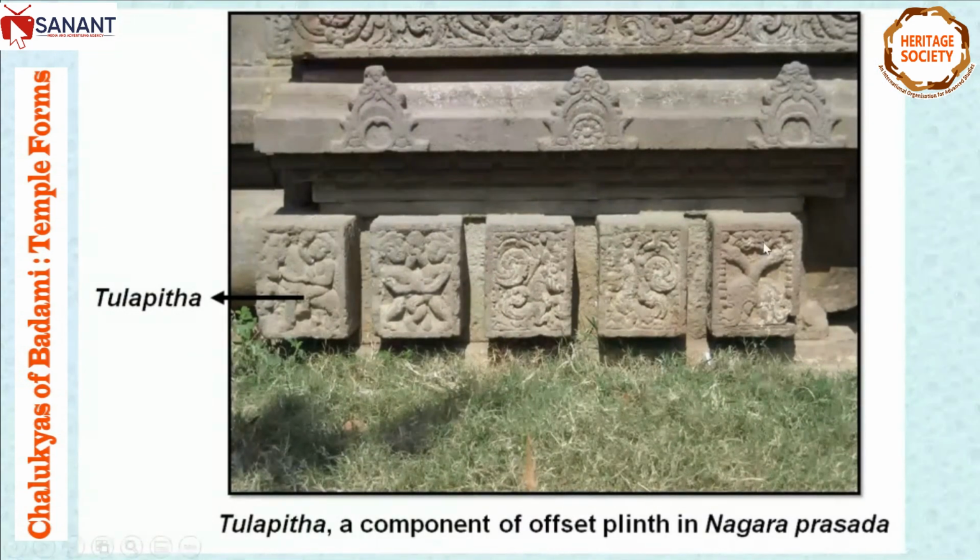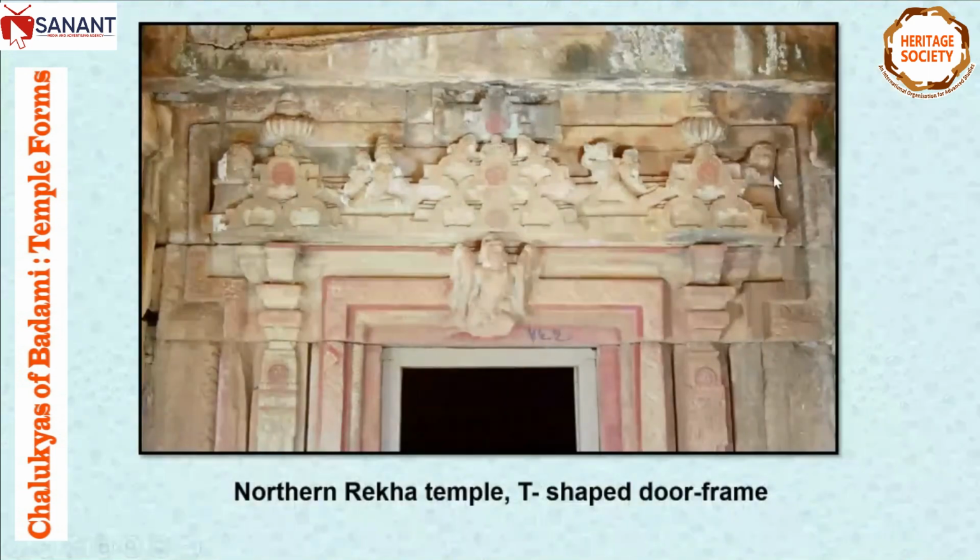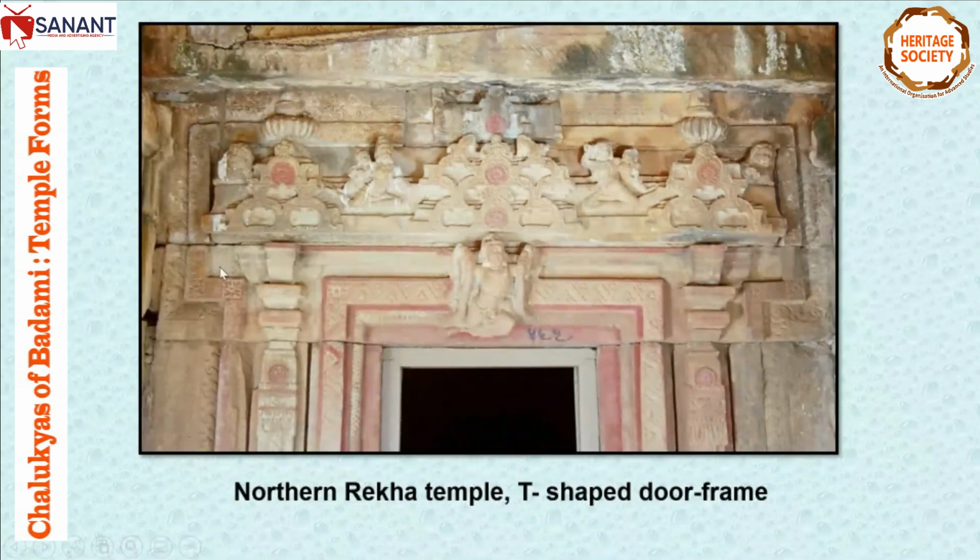This comes for the offsets of the exterior wall, and they will correspond. This portion will correspond actually to the Kalasha portion of the Nagara Pitha. They will be normally decorated like this. You will have blocks. Tulapitha is a balanced pitha. That is what it actually means. And the T-shaped door frame, which I mentioned here, is very clear here.